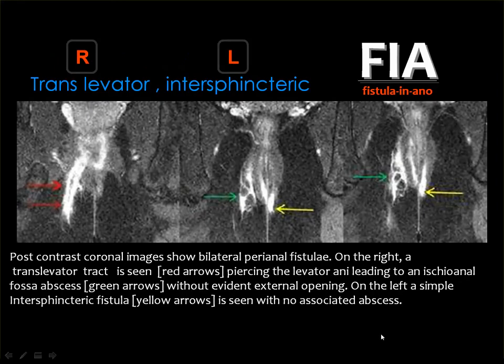enhancement. And these are two examples actually of a translevator fistula on the right side and a simple intersphincteric fistula on the left side by contrast enhanced MRI. This is an intersphincteric fistula between the internal and the external sphincters, and this is the transsphincteric fistula. The fistula starts here and goes up, and you see in this image that it has crossed the levator, and its continuation is an abscess in the right ischioanal fossa.